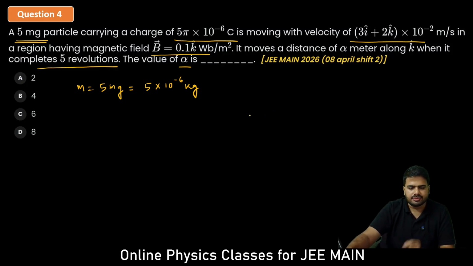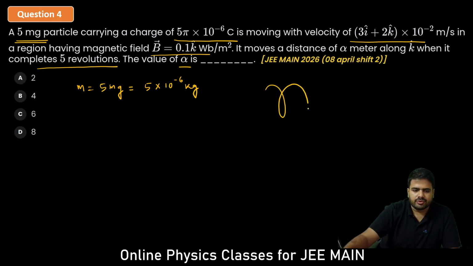It's a very good question. The particle here is moving, and they have also given that it is completing 5 revolutions. It's covering some distance, that is alpha meter. Then the particle would be moving in a helical path like this. So the particle has completed 5 revolutions. During that, the particle has traveled alpha meter.